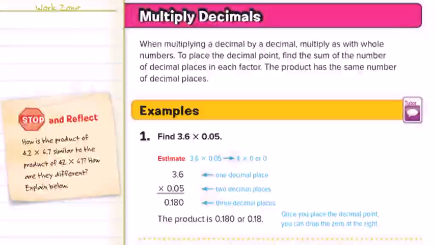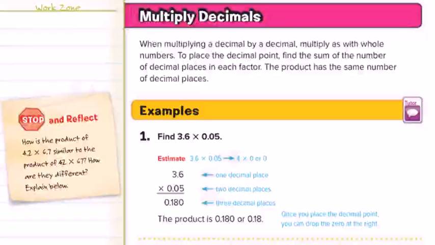Find 3 and 6/10 times 5/100. So when I line them up, I don't have to line up the decimal points. I'm just going to put digits over top of each other. And I would multiply like normal, so I can do my 5 times 6 is 30, put down my 0, regroup my 3, 5 times 3 is 15, plus the regroup 3 would be 18, and then I don't have to do the other two zeros because it'll just be rows and rows of zeros.